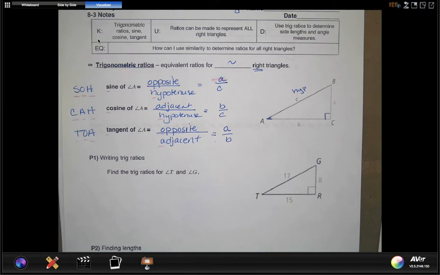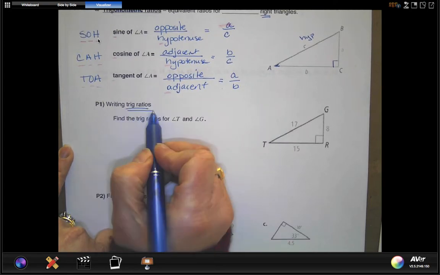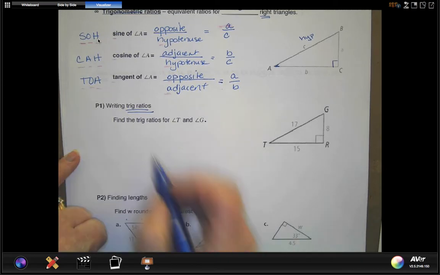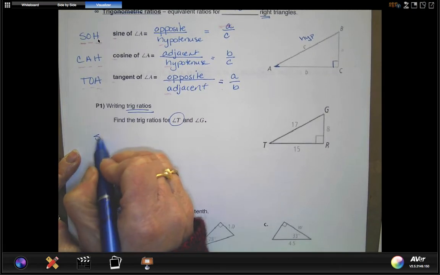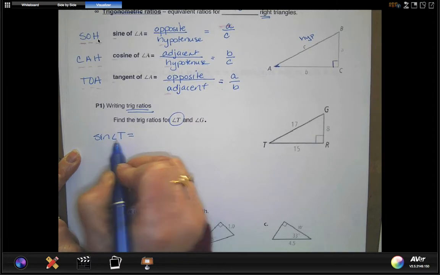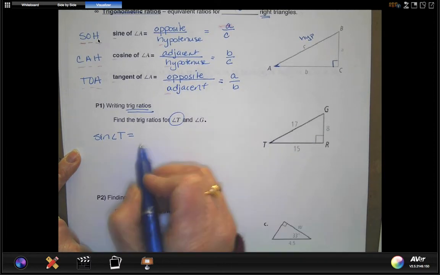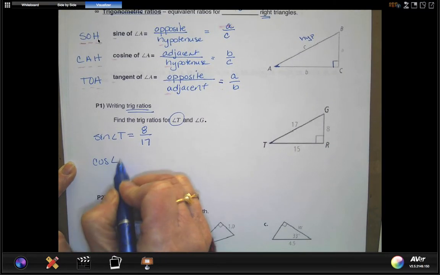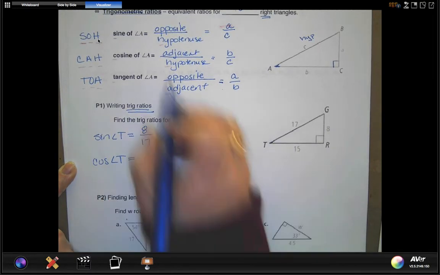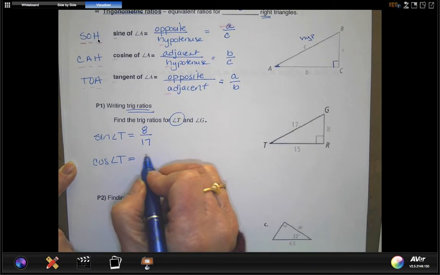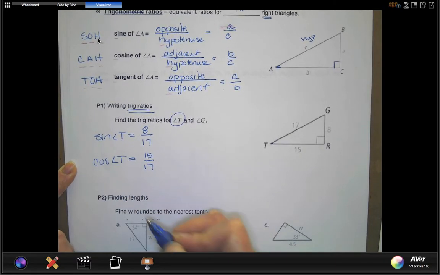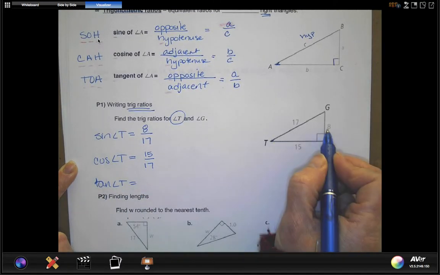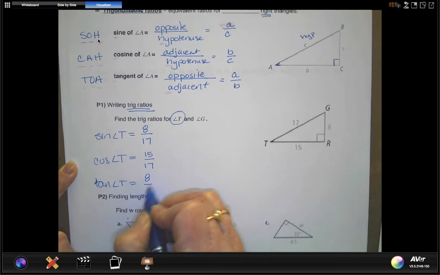Again, just ratios. All right, when a problem says to you, write the trig ratios, you are just writing the ratios. You are not solving anything. So it says for angle T. So the sine of angle T, I'm just going to use the three letters like it does in the calculator. So here's T, sine is opposite over the hypotenuse, so I'd have 8 over 17. The cosine of angle T. Cosine is adjacent over the hypotenuse, so I'd have 15 over 17. The tangent of angle T, so T is the opposite over the adjacent, so I'd have 8 over 15.